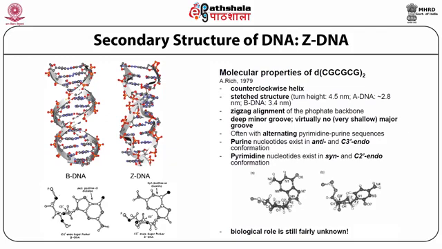The phosphate backbone also has a zigzag alignment, and as a result it has a minor groove but no major groove present. As we were discussing, along the glycosidic bond the purines or pyrimidines can have anti or syn orientation. In the case of Z-DNA, purines stay in the anti conformation of the nucleosides, with C3 endo for the sugar, whereas pyrimidine nucleobases exist in syn conformation along the glycosidic bond, with C2 endo conformation of the sugar.